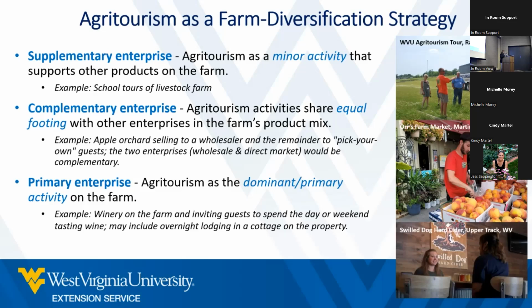If it is a complementary enterprise, then it should be on equal footing. So you might have a commercial orchard, for example. You're wholesaling your peaches and apples, let's say, and then you have a farm stand, farmer's market, some you-pick, that kind of thing. Agritourism is on equal footing, so it has equal rights to the resources. Or it might be the primary enterprise, right? In which case the agritourism operation will monopolize the resources.